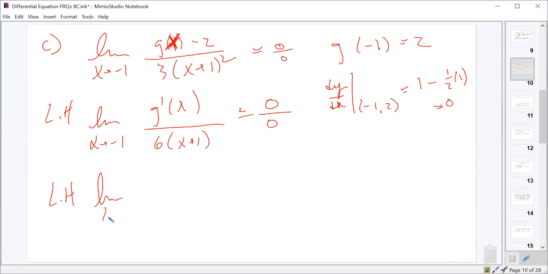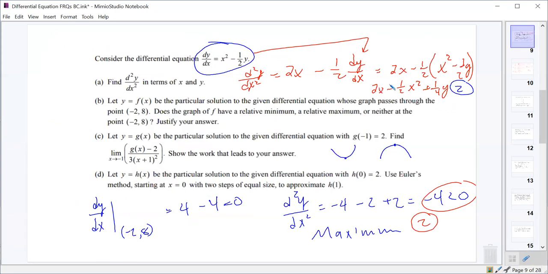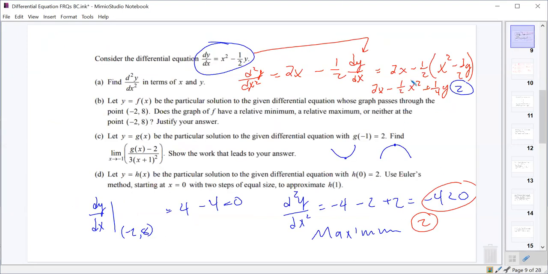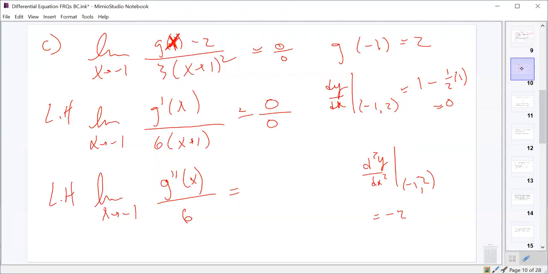Using L'Hopital's rule again, we've now got the limit as x approaches -1 of g double prime of x over 6. And now we'll just use our second derivative at the point -1, 2. And let's see, our second derivative, the first number got to be -2 there. Then plug in -1 here, that's -1/2. And then plus 2, so -1/2 plus 2. So that ought to be -1/2 for g double prime of x.